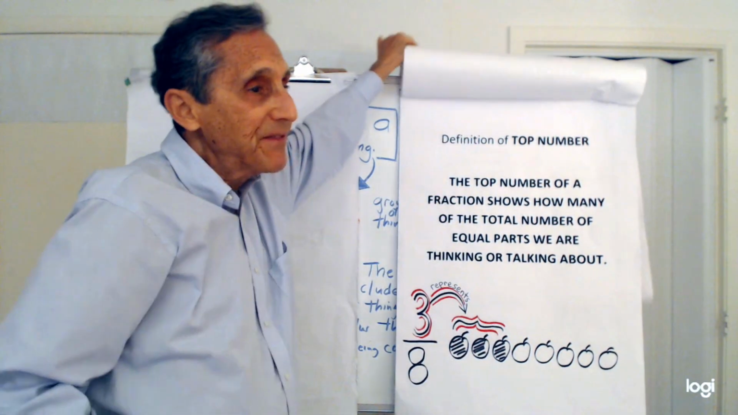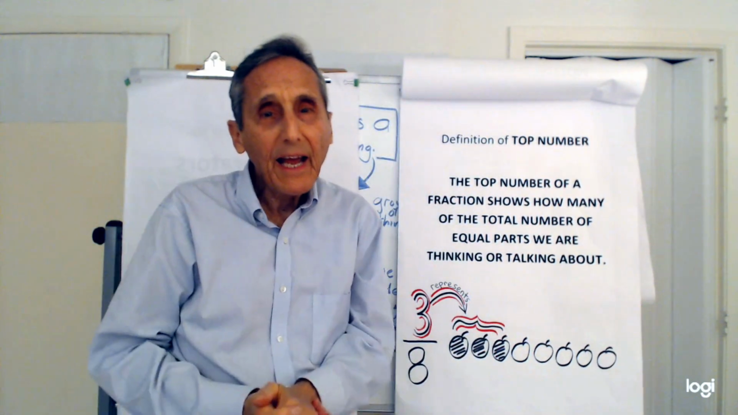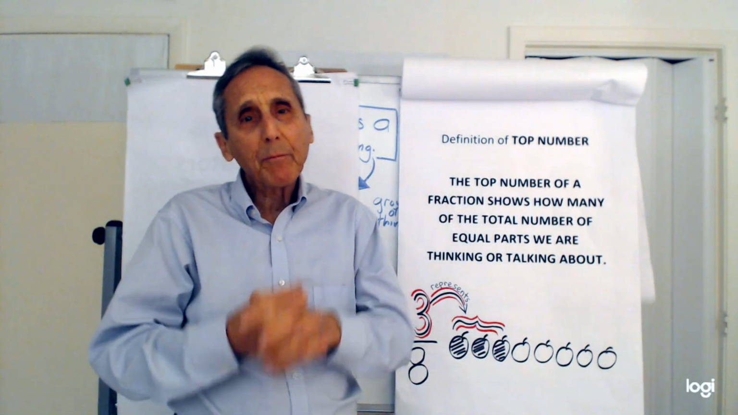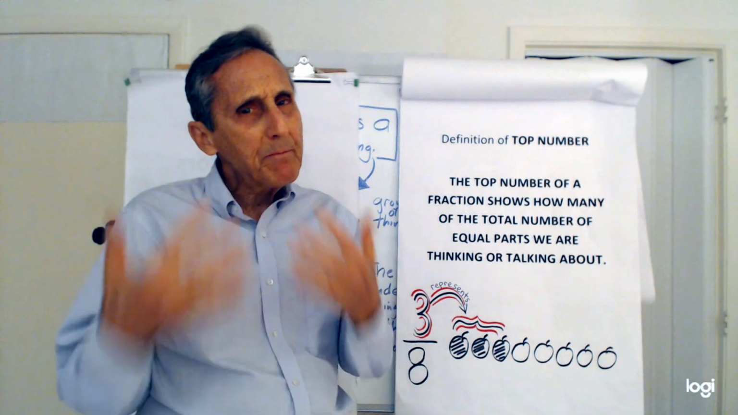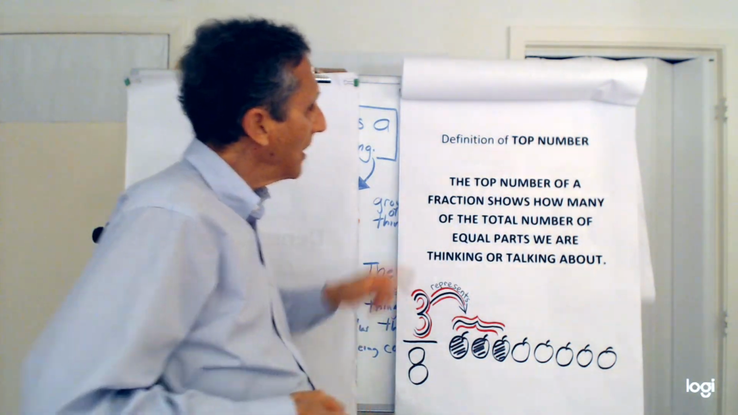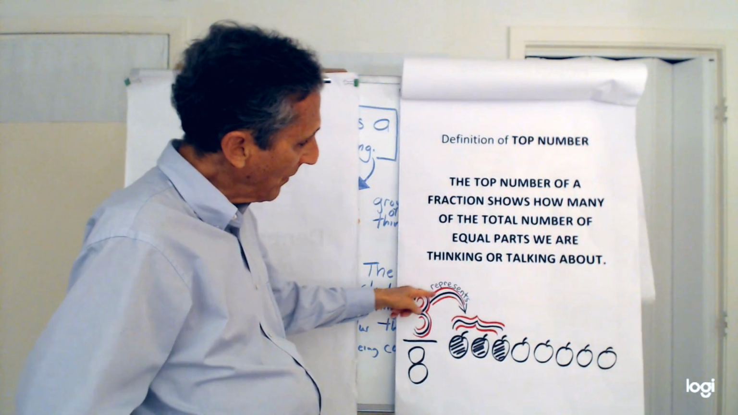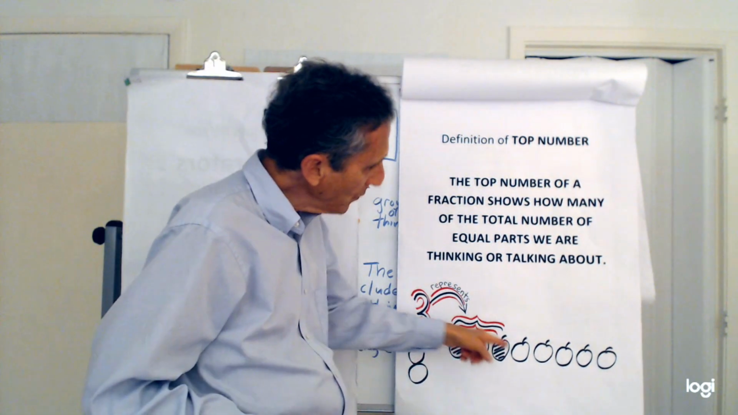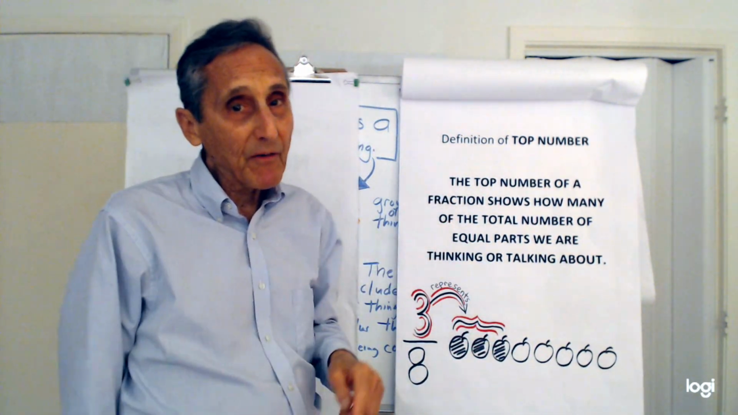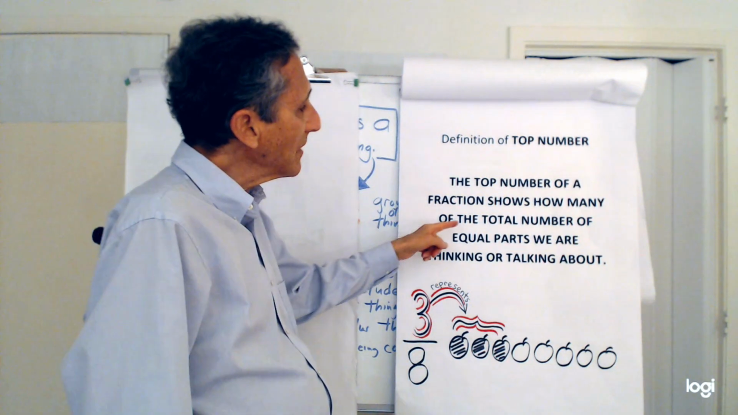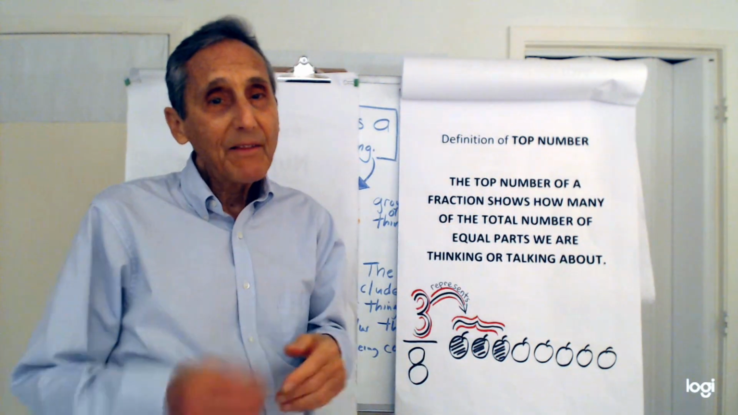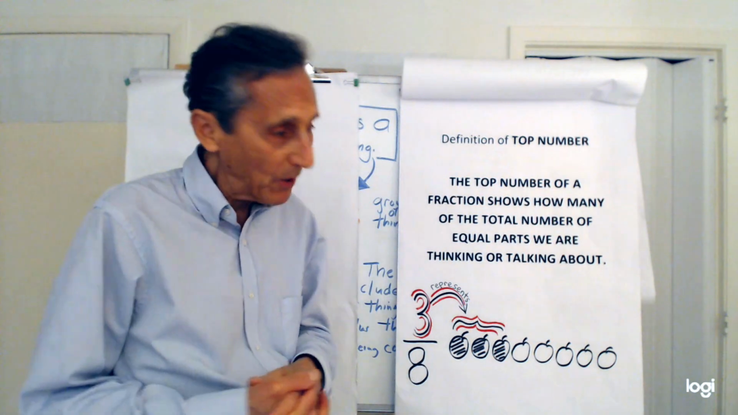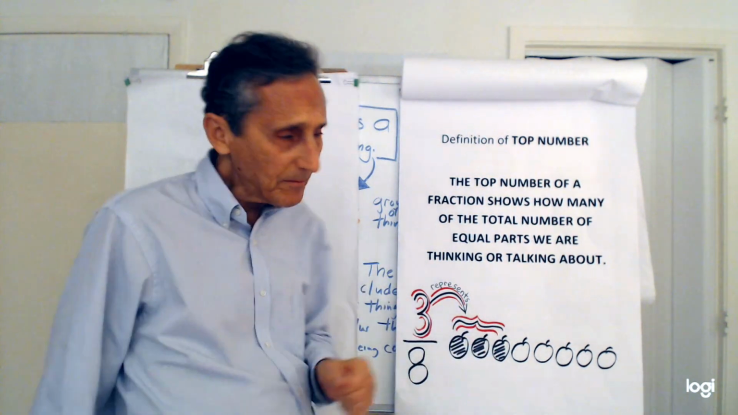I know this is very, very basic, and you all know this, but please bear with me. Make sure it's really known. Top number. Oh, there it is. 3. 1, 2, 3. The top number of a fraction shows how many of the total number of equal parts that we are thinking or talking about. 3. Okay.